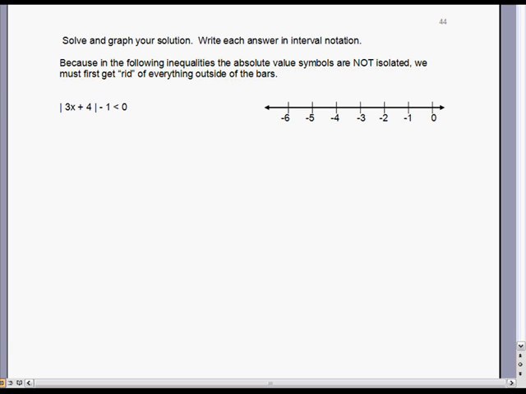Solve and graph your solution. Write the answer in interval notation. But beware, because in the following inequality the absolute value symbols are not isolated, we must first get rid of everything outside of the bars.